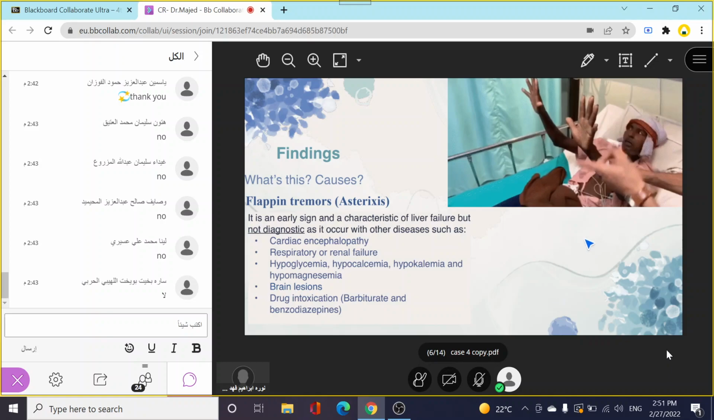Okay, so for the finding, as you see here, what do you think the finding is? Like, guess. Yes, right. Flapping tremor, asterixis. This is an early sign and it's characteristic for liver failure, but it's not diagnostic as it may occur in other diseases, such as in cardiac encephalopathy.